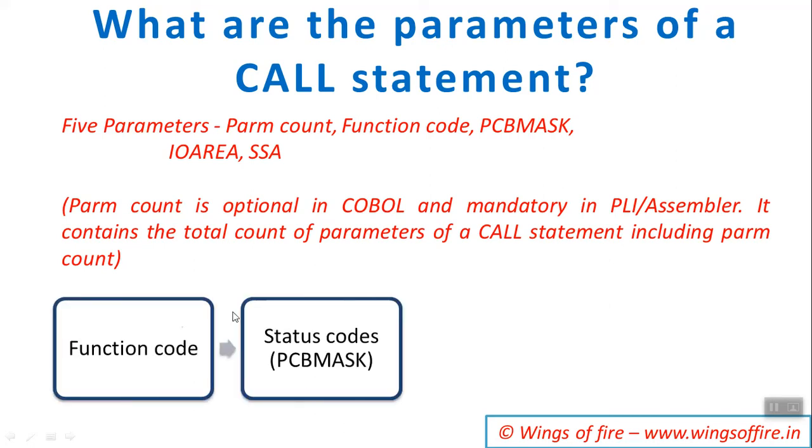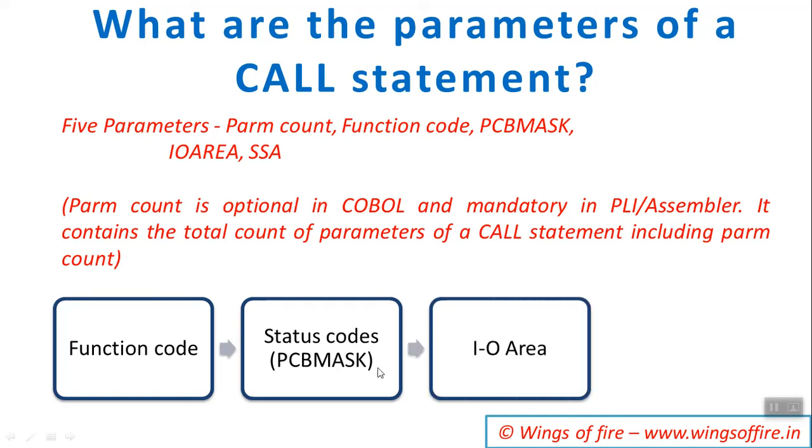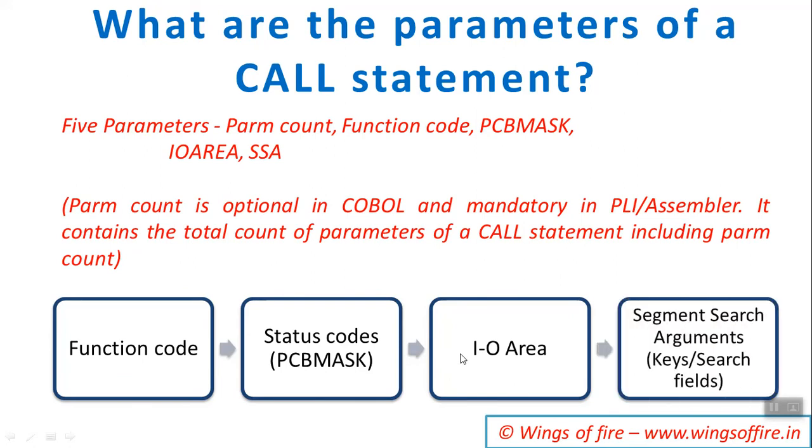So the function code is a 4-byte function code like GN (get next), GU (get unique), etc. Then a status code, which is part of the PCB mask. PCB mask is nothing but the DLI communication area. And then the IO area, which will be exactly equal to the segment length. It can be more also, but make sure you give it exactly equal to the segment length. And then optionally SSA. SSA is used to search for a specific segment or occurrence. PCB mask stands for DLI communication area.